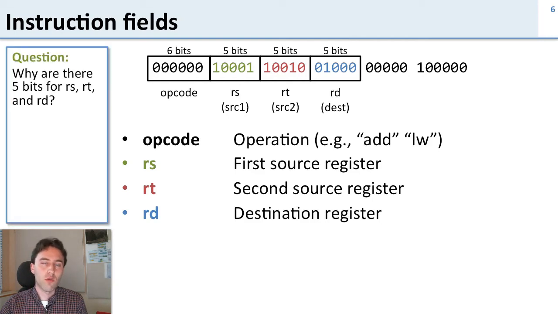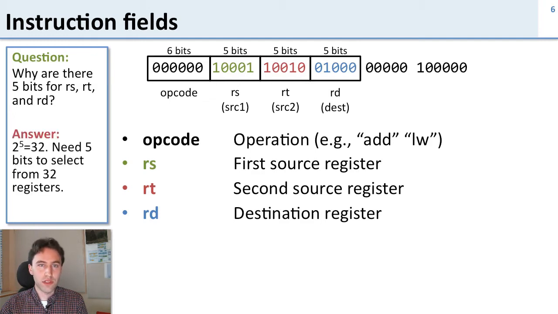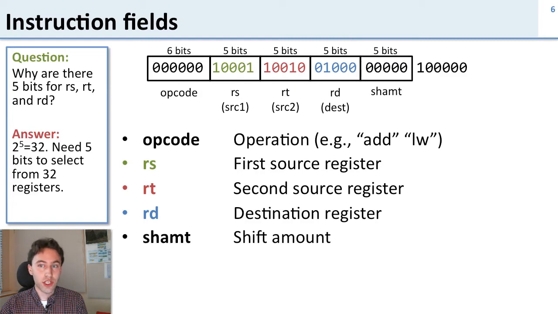Now here's a question. Why do we have 5 bits for the register fields? Well, it's similar to what I said about the opcode. So for the opcode, if we have 6 bits, we can specify 2 to the 6th possible opcodes. For the register fields, we have 32 registers, so we need 5 bits to be able to specify each of the registers. In addition to the register fields, we also have a shift amount field.